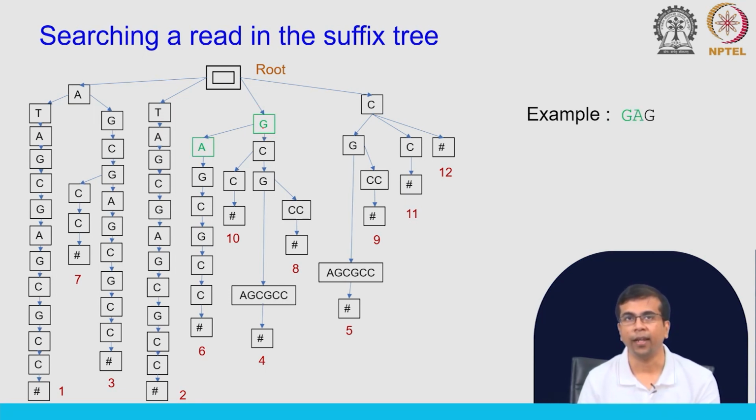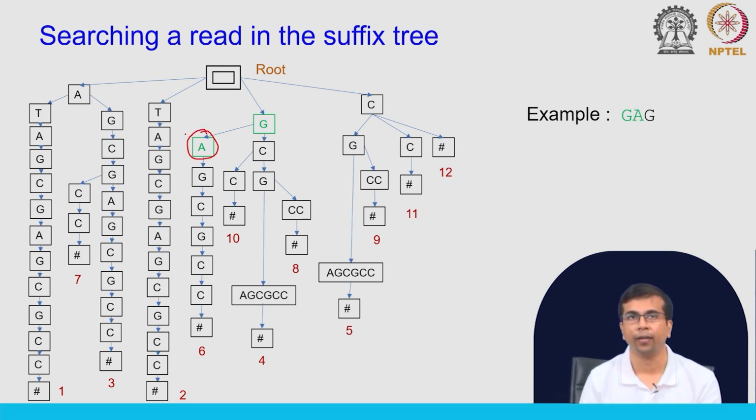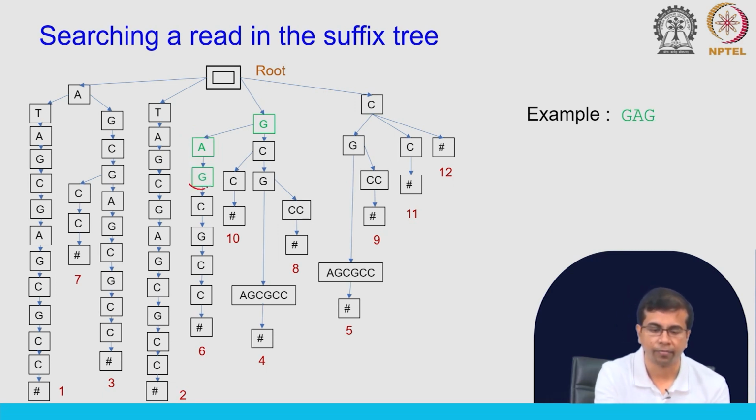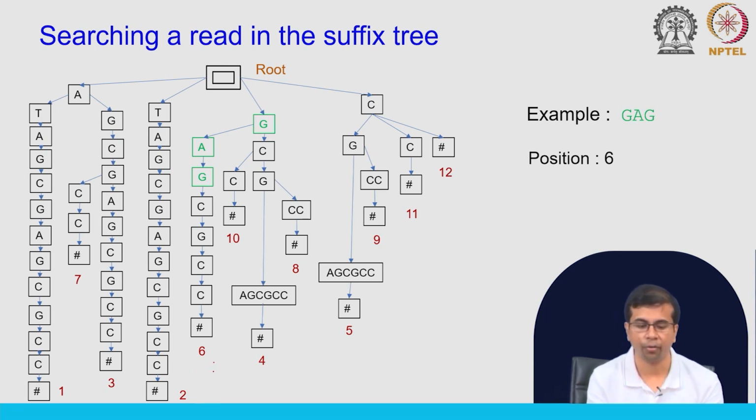Next base is A, and this is where we have the match, GA, and then the last base which is the G, and we have identified this G. So, we have found the full string, the full read in the suffix tree. So, this is the GAG. And once we have found it, we can also look at the location, the position is 6th position, and if you go back to the original string, you will see this GAG occurs at the 6th position of the reference genome. So, it sounds very simple, the search process becomes very simple.